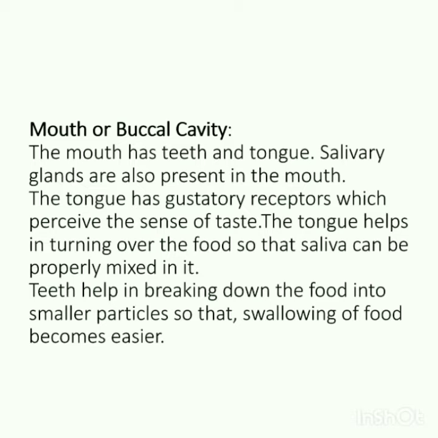Buccal cavity, which is consist of teeth and tongue. Salivary glands are also present in our mouth. The tongue has a gustatory receptor which perceives the sense of taste. The tongue helps in turning over the food so that saliva can properly mix in it. Teeth help in breaking down the food into smaller particles so that swallowing of food becomes easier. So what we have studied just now.